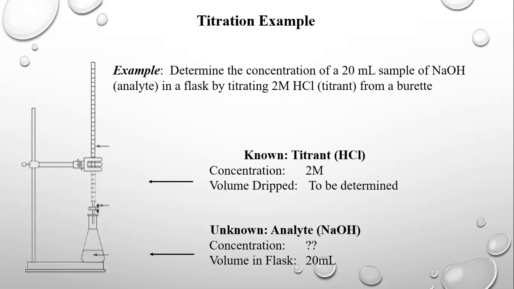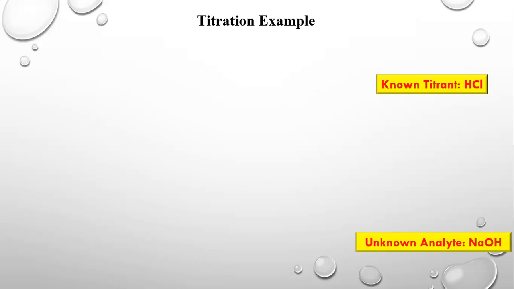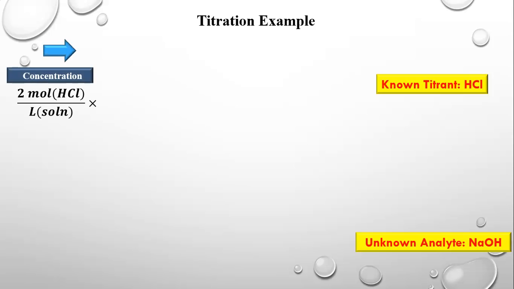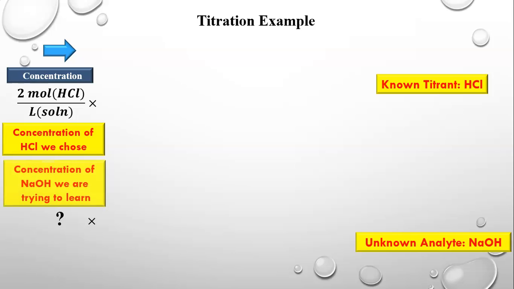It seems a little complicated at first, but it's really not too bad once you get used to doing it. So on the top, we're going to have an equation for the known titrant, and we're going to figure out how many moles of HCl we have. So the concentration, we said it was 2 molar, and that's how you write 2 molar, 2 moles HCl per liter of solution. So that's the concentration of the HCl we chose. We choose to use that concentration of HCl. And what we're trying to do down there at the bottom, that question mark, is the concentration of the unknown analyte NaOH. We want to know its concentration. So here's the way we do this. And there's the concentration of NaOH we're trying to learn.